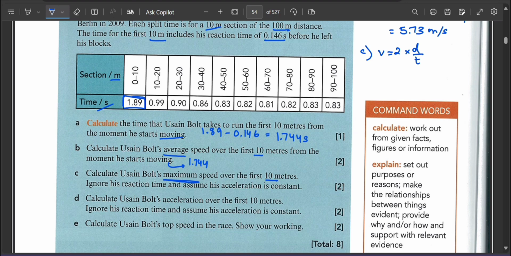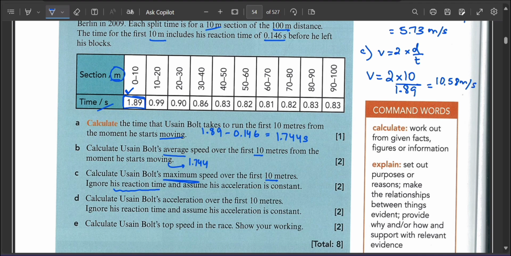So 2 into the distance covered, the maximum distance is 10 meters, and for time, it said ignore his reaction time, so we are going to use 1.89 instead of 1.744. So we will get 20 over 1.89, which will give us 10.58 meter per second as our answer.